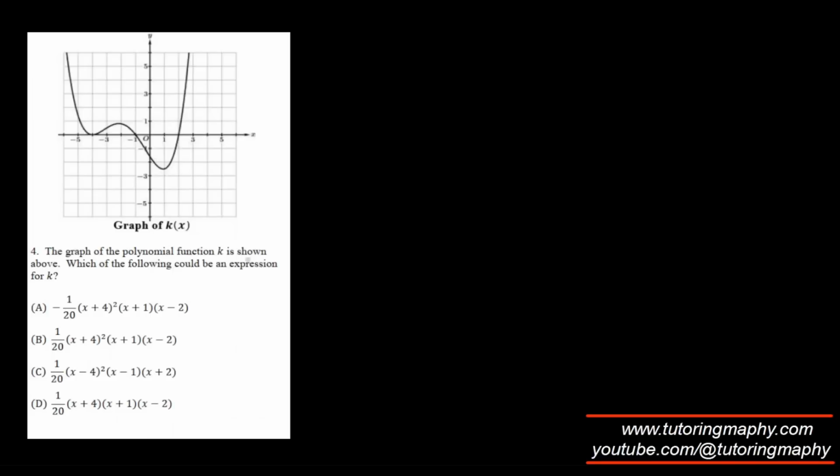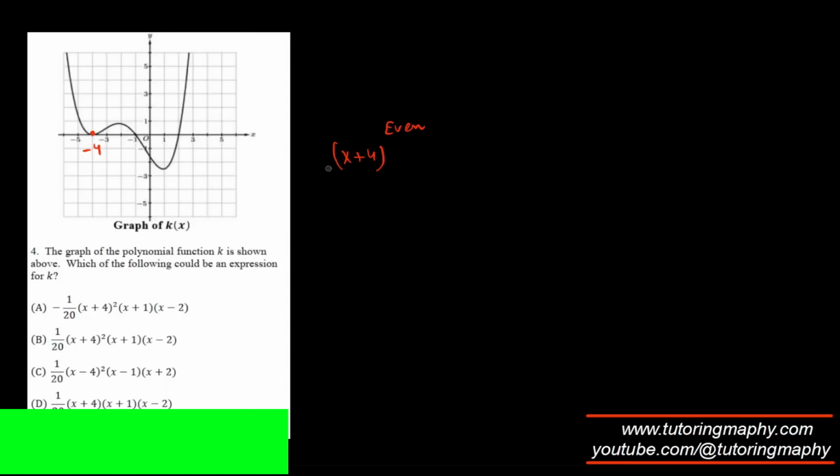All right, the graph of the polynomial is given. Which of the following could be an expression for k? It is based on end behavior as well as the roots as well as the multiplicity, right? Okay, first off, the curve is bouncing at -4. It means that the x plus 4 factor must be with an even power, because that's the only case when it bounces.